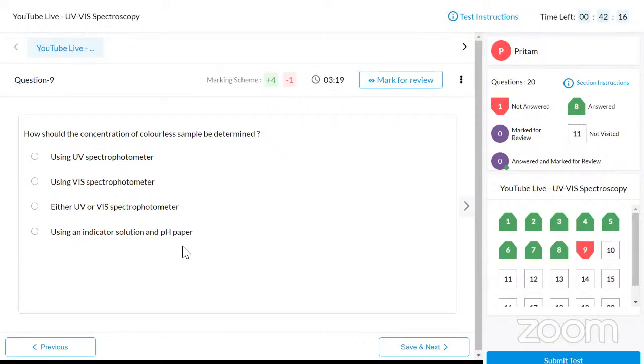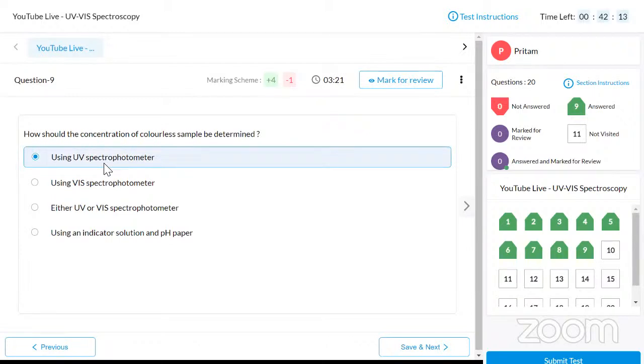So our answer is using a UV spectrophotometer. It will give you a proper peak, and because of the Beer-Lambert's law, it will be directly proportional to the concentration of your sample. So the absorbance will give you the concentration of your sample. Basically, from the UV peak that you will get from the spectra that the spectrophotometer will produce, you can find out the concentration of the colorless sample.